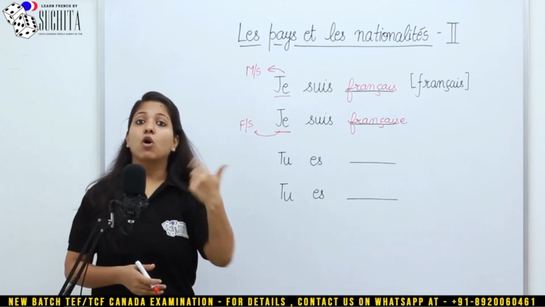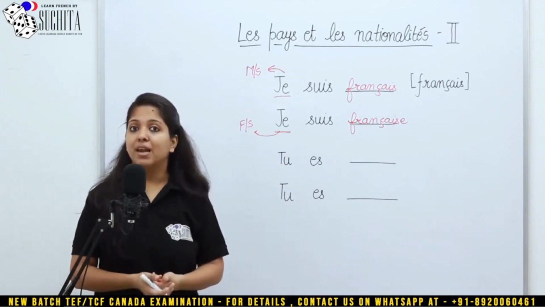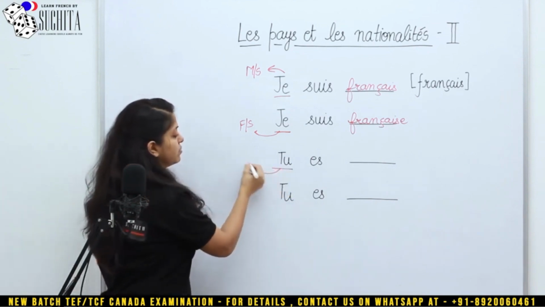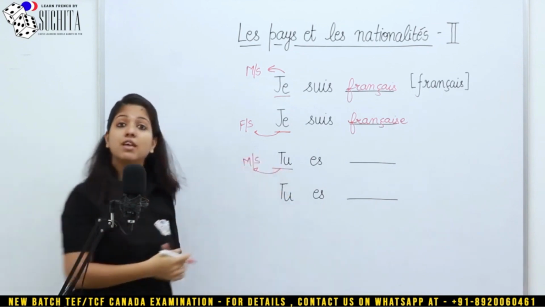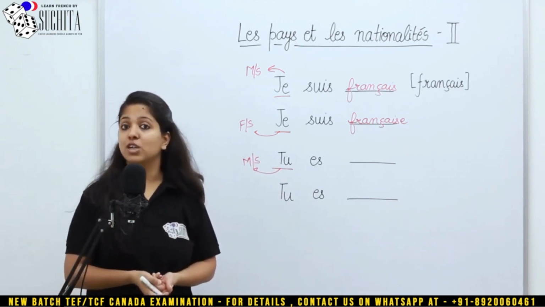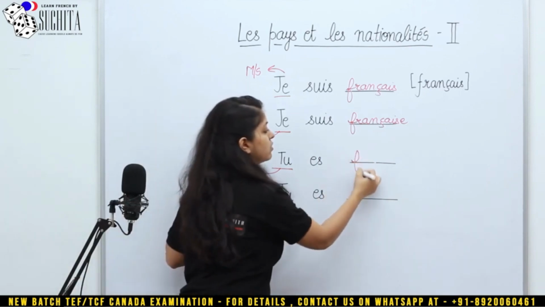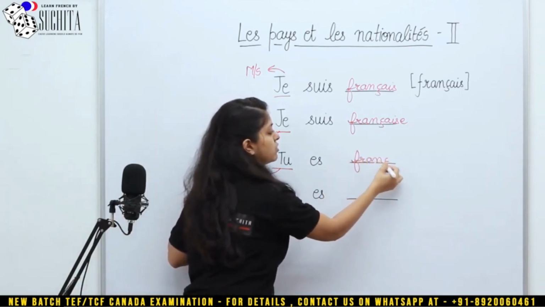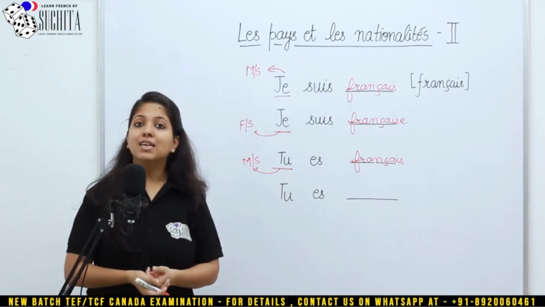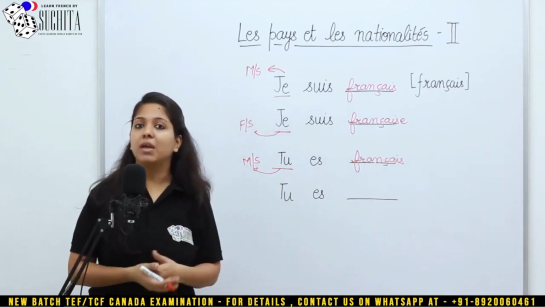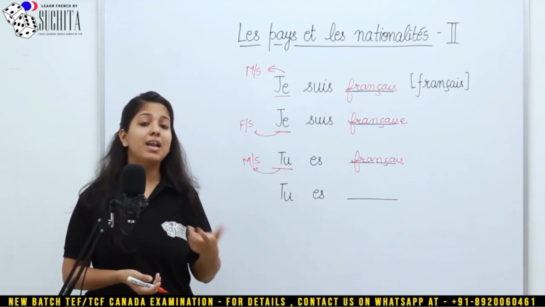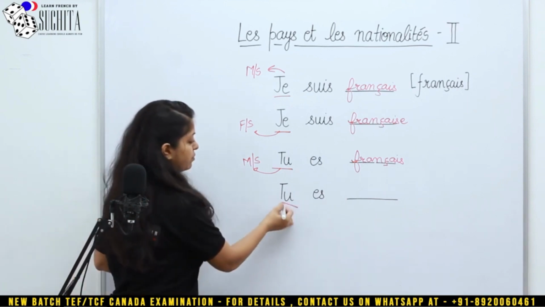Now, let's say I am talking to a person who is male. So in that case, tu would be male and singular. Okay. So of course you will use the masculine singular version of the nationality, which is tu es français. And if I am talking to someone who is female, in that case I would say you are French. In that case you is female and it is singular.